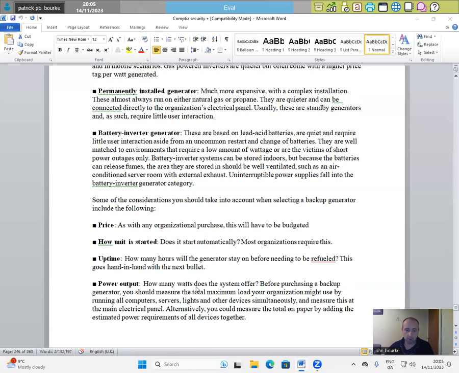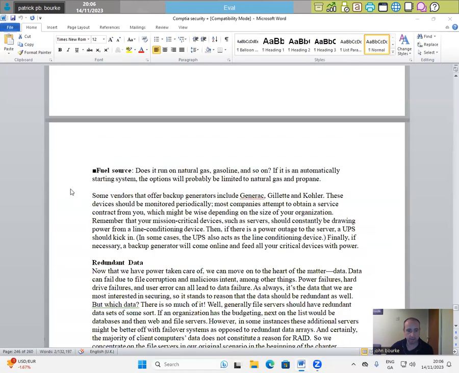How many watts does the system offer before purchasing a backup generator? You should measure the total maximum load your organization might use by running all computers, servers, lights, and other devices simultaneously and measure this at the main electrical panel. Alternatively, you could measure the total on paper by adding the estimated power requirements of all your devices together.